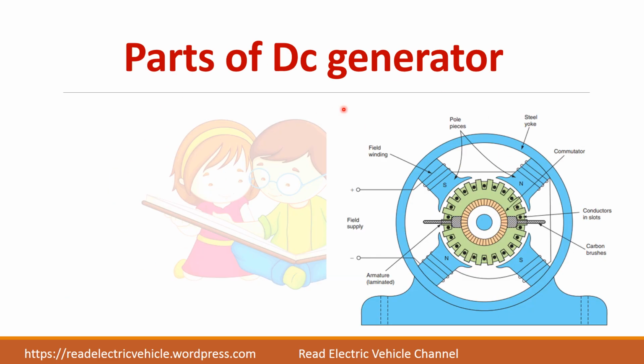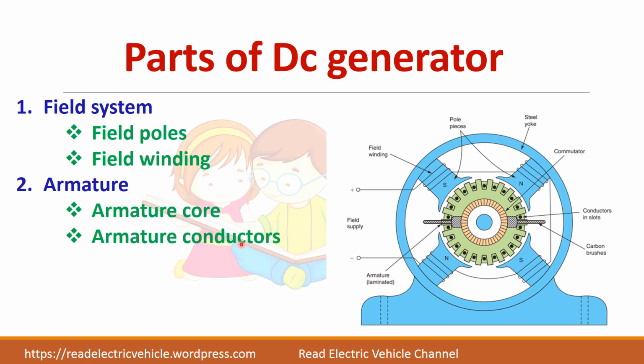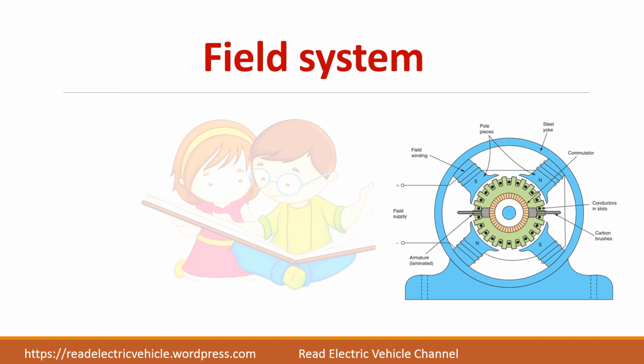Now let us see the parts of a DC generator. The field system consists of field poles and field winding, and the armature has the armature core and armature conductors. Then you have the commutator and brushes. The final one is the yoke, which is the outer cover or protective cover. Let us see one by one.